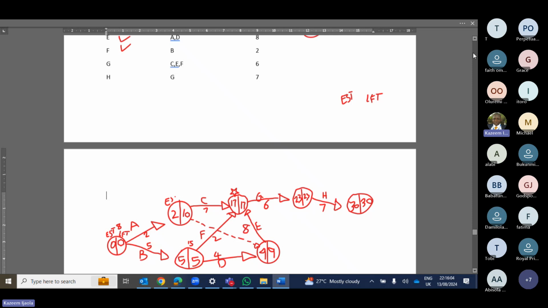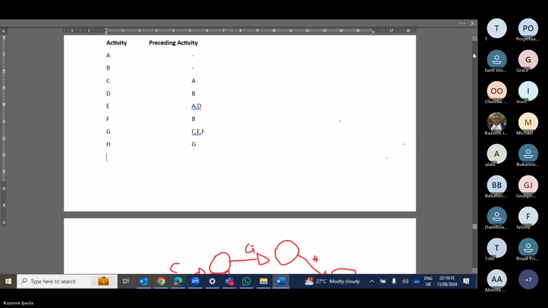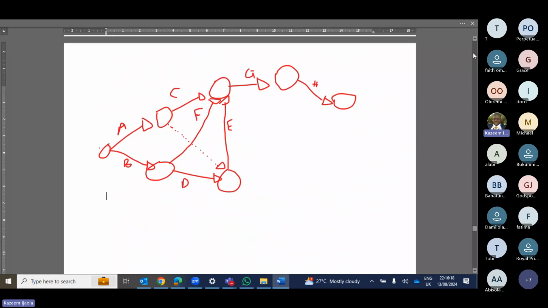Okay, look at these questions now. D supposed to, E and D supposed to meet together. So we have to use dummy, then we'll now link it up. If you look at this question, you cannot start an activity with dummy now. Do you understand?